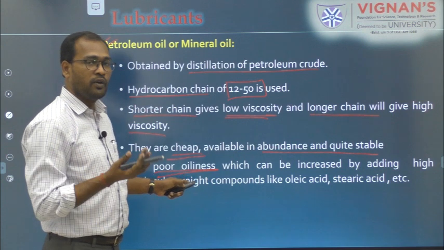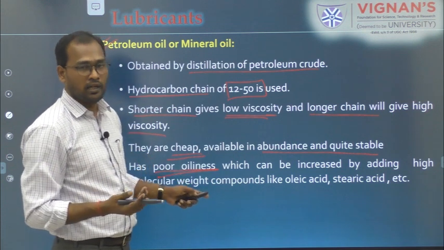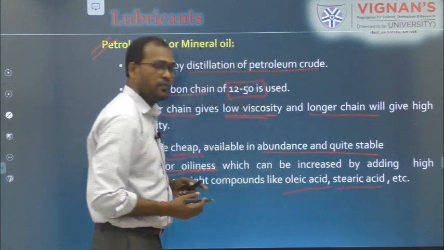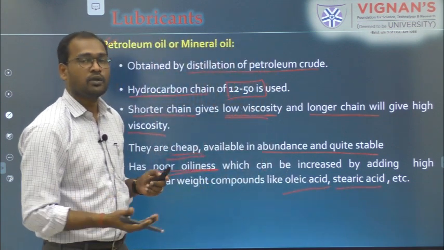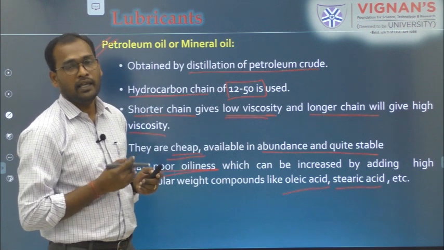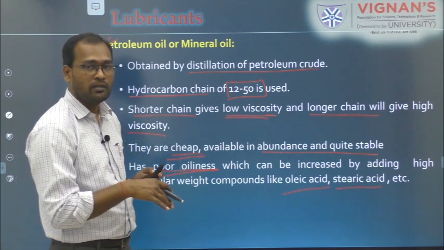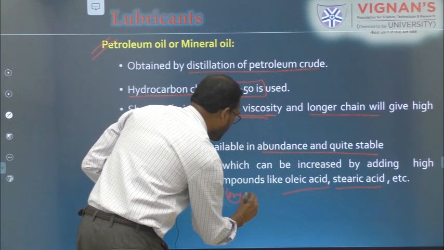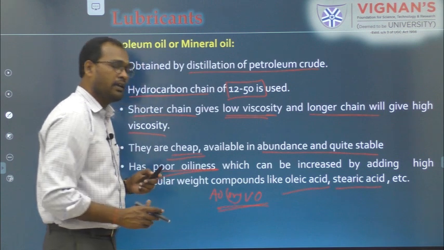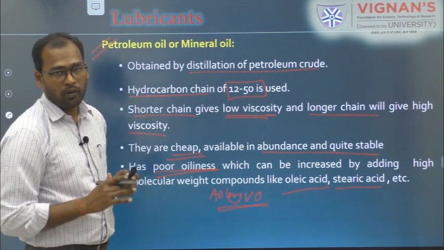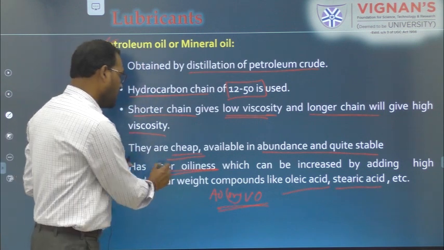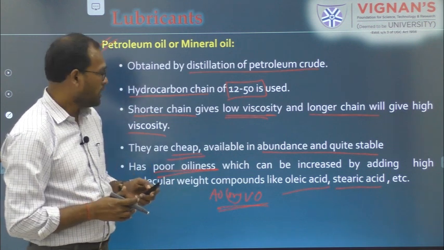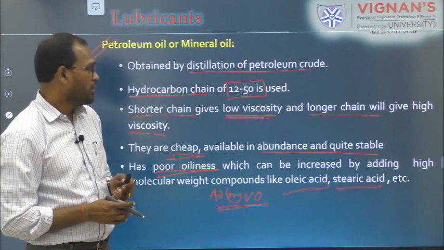So in order to improve its oiliness, other ingredients are added, like oleic acid and stearic acid, which are nothing but hydrocarbons. So those acids are added, and these acids along with our animal oil or vegetable oil can be blended, and then you can achieve the property we want. We can improve the oiliness, and then you can have a better lubricating property. Okay, so this is about petroleum or mineral oil, right.